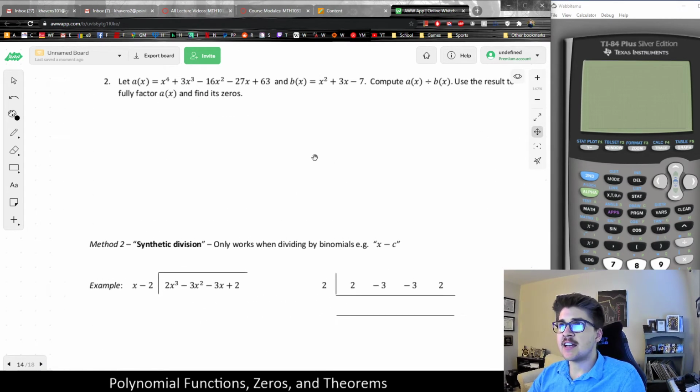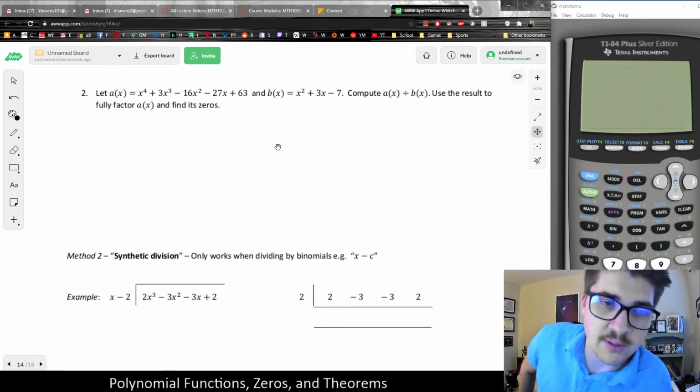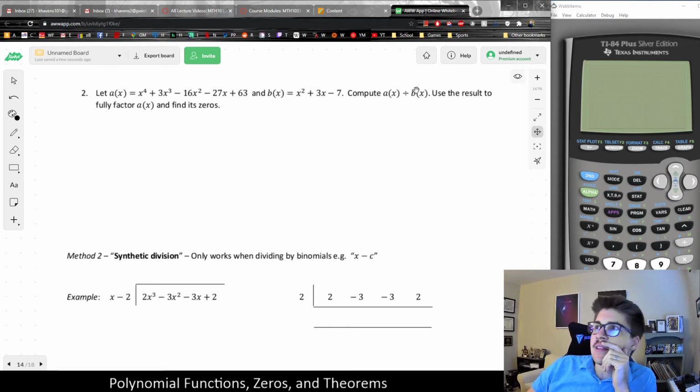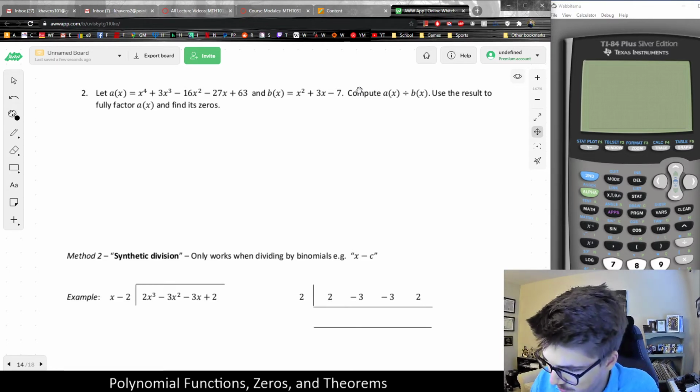It says, let a of x be that big thing, let b of x be that other big thing, compute a divided by b, use the result to fully factor a of x and find its zeros. So this last part, you might be wondering, what does that mean? How do I do that? But the whole point is sometimes, depending on your remainder, you can actually use that information to do something, and that's what I wanted to show you. So let's start off with the division itself, obviously.